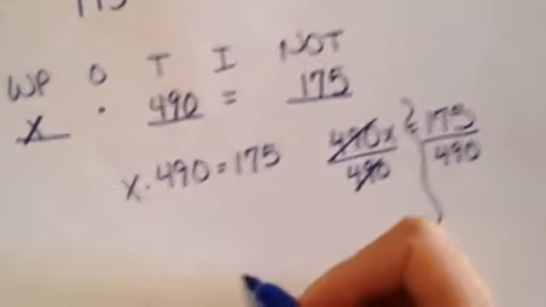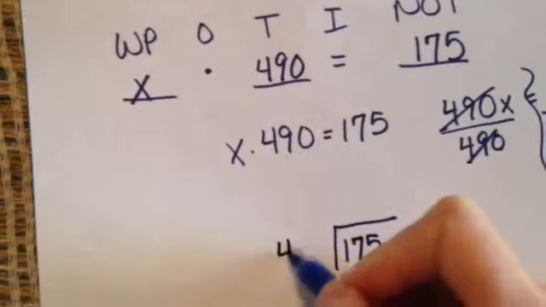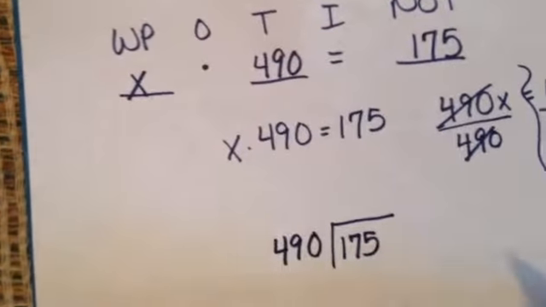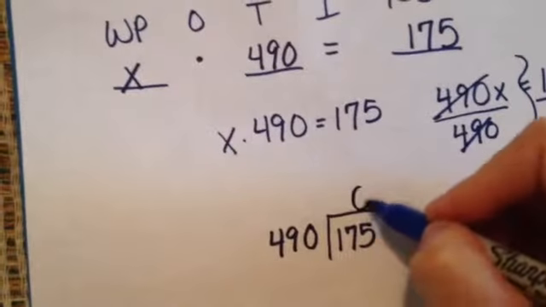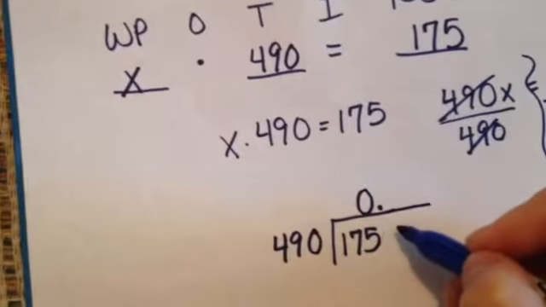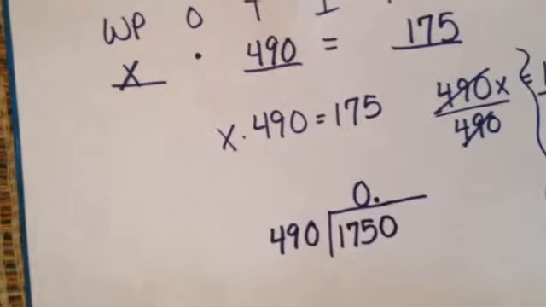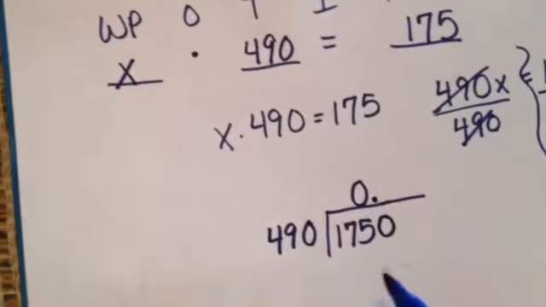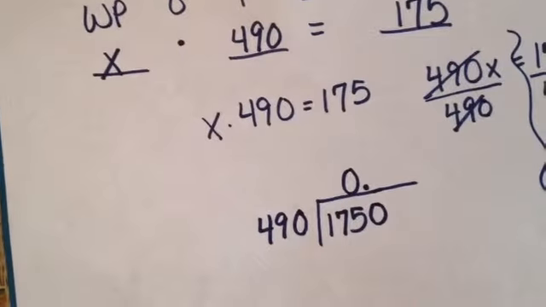So 175 is going to go inside the house. 490 is going to go on the outside. I know that 490 goes into 175 0 times. So I'm going to put a decimal, put a little 0 there, a place value. 490 into 1750. I'm going to have to do some guessing at this point.